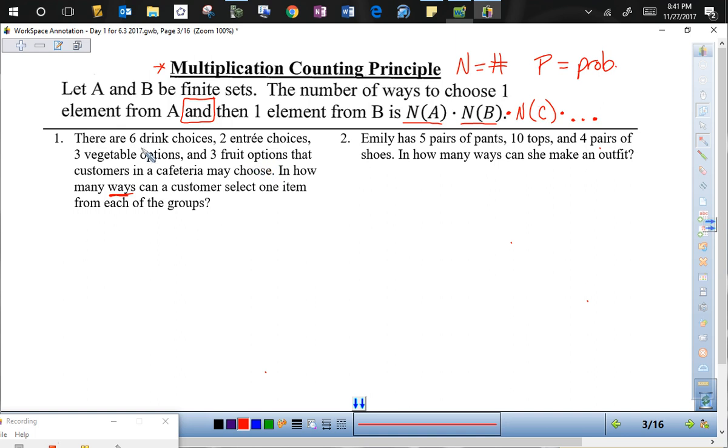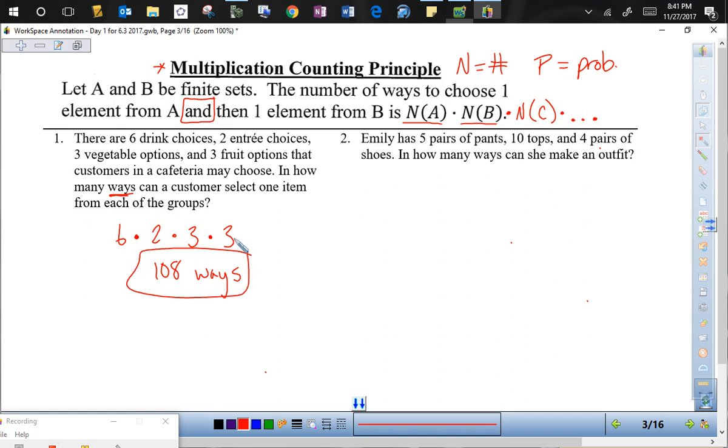For part A, we've got 6 drink choices, so 6 different options. We want to choose one from the entrees. We only have 2 choices there, so times 2. Vegetable options, 3 there, and choosing one from the fruit options, 3 again. We multiply those all together and get our total number, 108 different ways that a customer can select one from each of those groups.